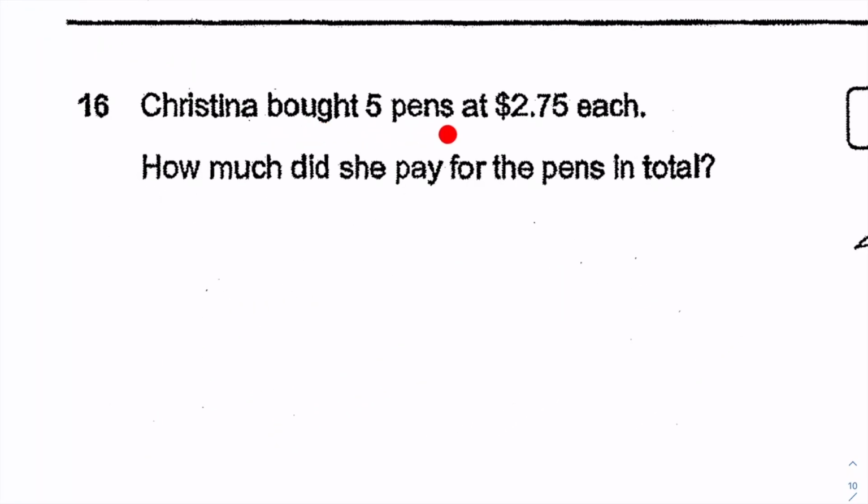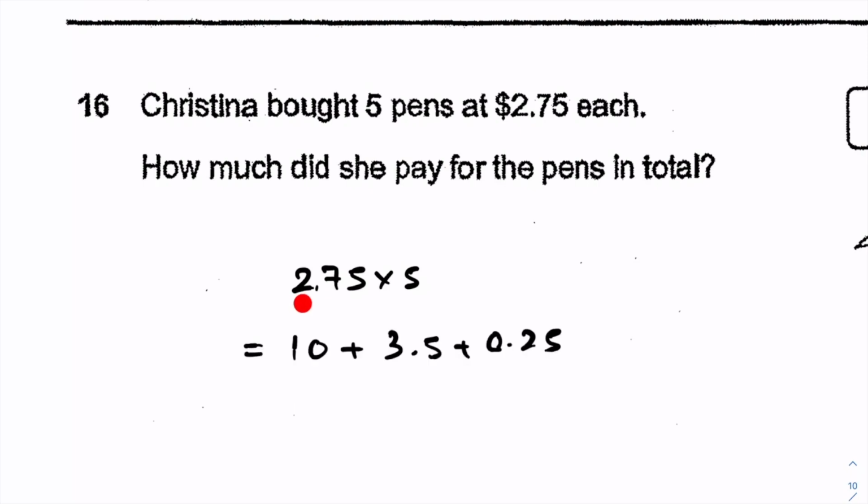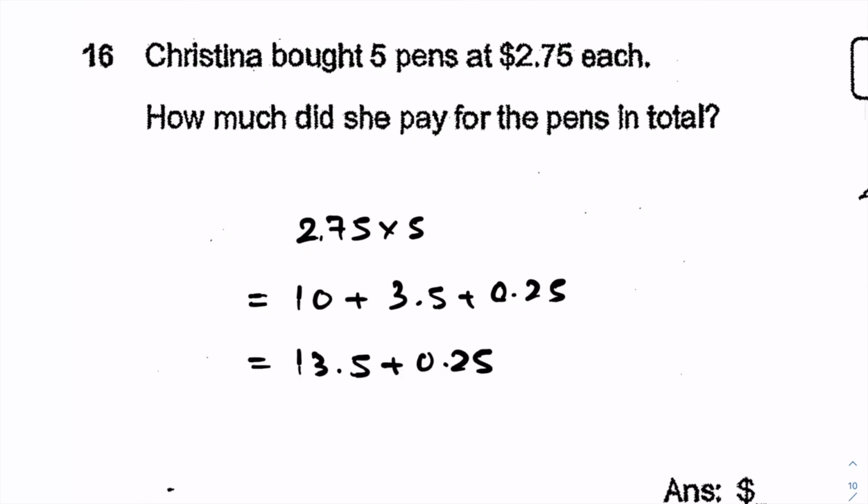Christina bought 5 pens at this amount each. So 1 pen is 275, and for 5 pens, we're going to multiply by 5. So we're going to take 275 times 5. You can do your vertical multiplication, but another way of doing this is, how about take 2 times 5, that's $10. What's 70 cents times 5? That's $3.50. And 5 cents times 5, that's 25 cents. Then add them all up, 13.50, and of course 13.75 will be the answer.